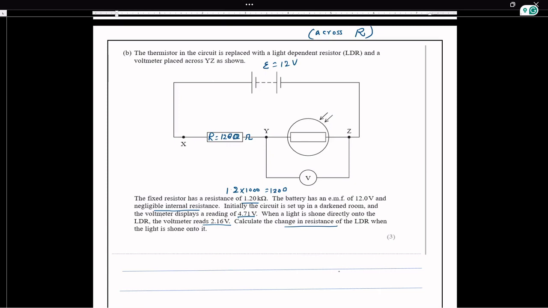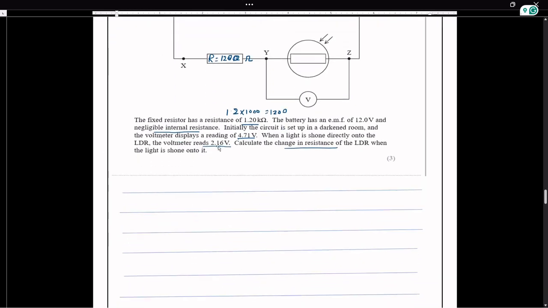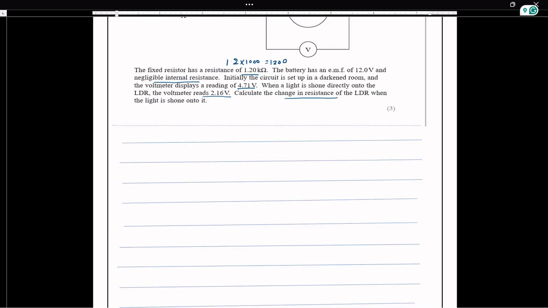So two cases are given here. One is it is connected in the darkened room and the other one it is connected in the lighted room. So let us see here also. Let us see the first one in the darkened room. This is the lighted room.